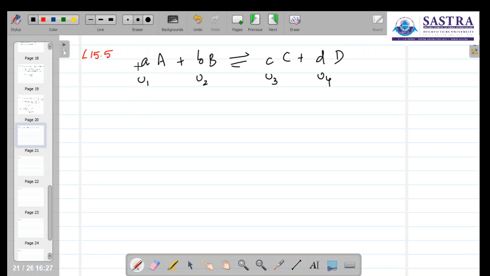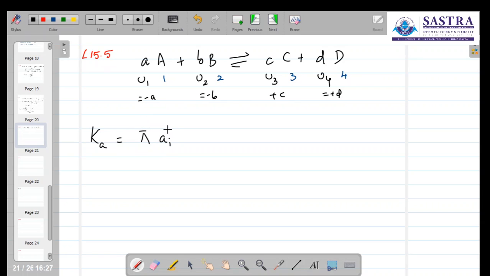Obviously this is minus, so you should remember the stoichiometric coefficient is minus a. Here it is minus b, this is plus c, and this is plus d. So this is the first component, this is the second component, this is the third component, and then the fourth component. So if you apply it to a 4-component system, let me just show how to write an expression. This symbol denotes that it is a product.